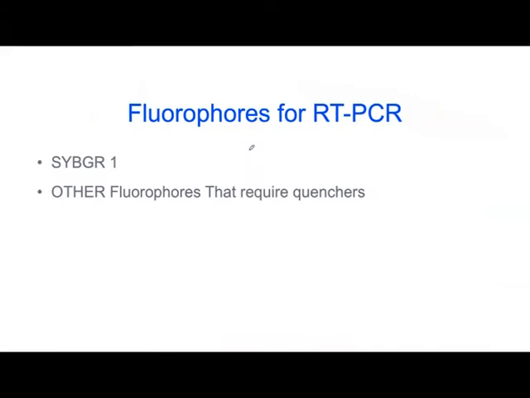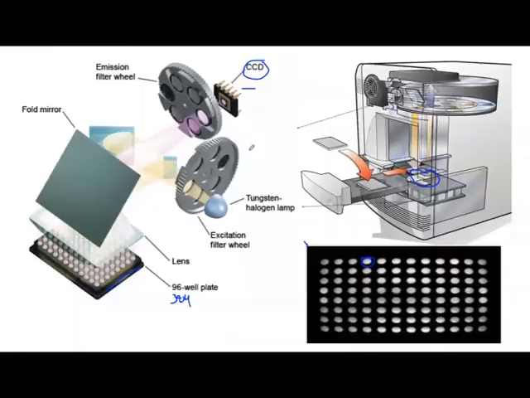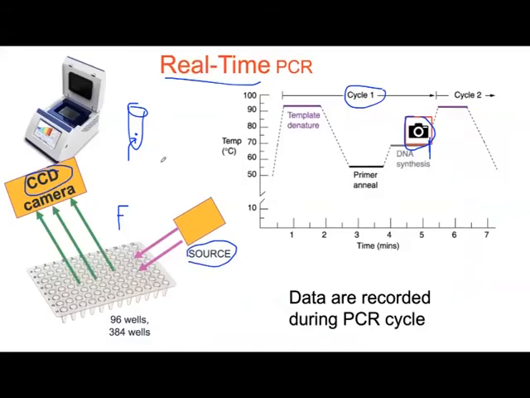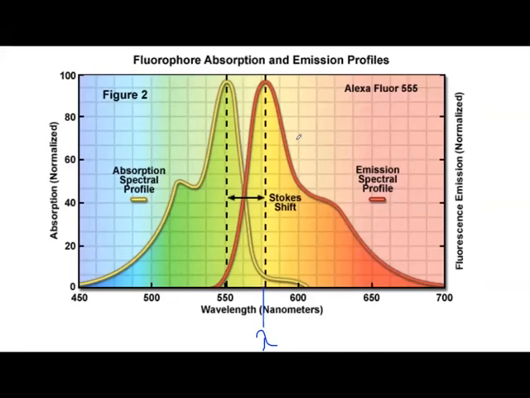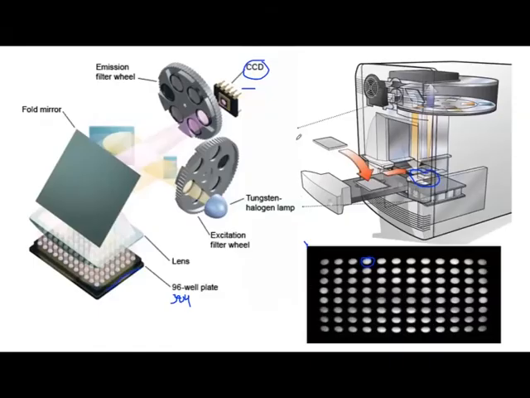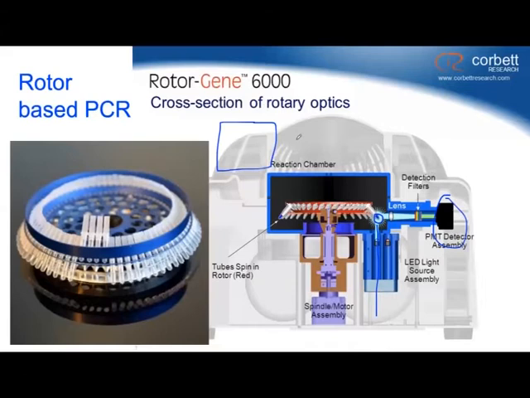Now, that's basically what I tried to describe for you: what a real-time PCR is. It's a machine that can measure data during the PCR. That's as simple as it gets, without going into complications. At this level, real-time PCR is a machine that measures PCR data in real time while the PCR is being run. And I showed you the plate system and the rotor system.